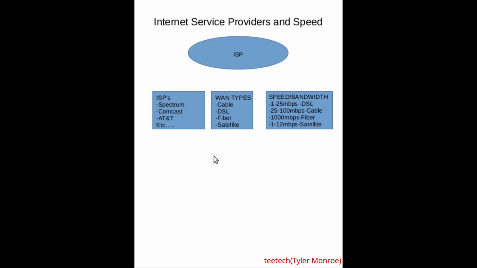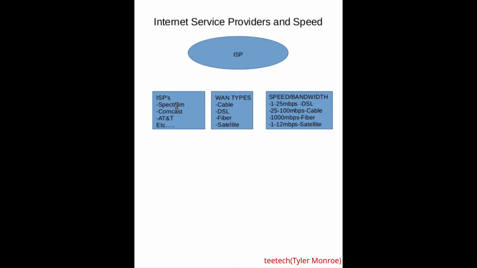So the first thing we need to talk about is the internet service provider. Now, they're the ones we're going to pay a fee every month, and they're going to give us internet access. So our Wi-Fi router isn't much help without them, so we need to know a little bit about them to understand what we need to get.